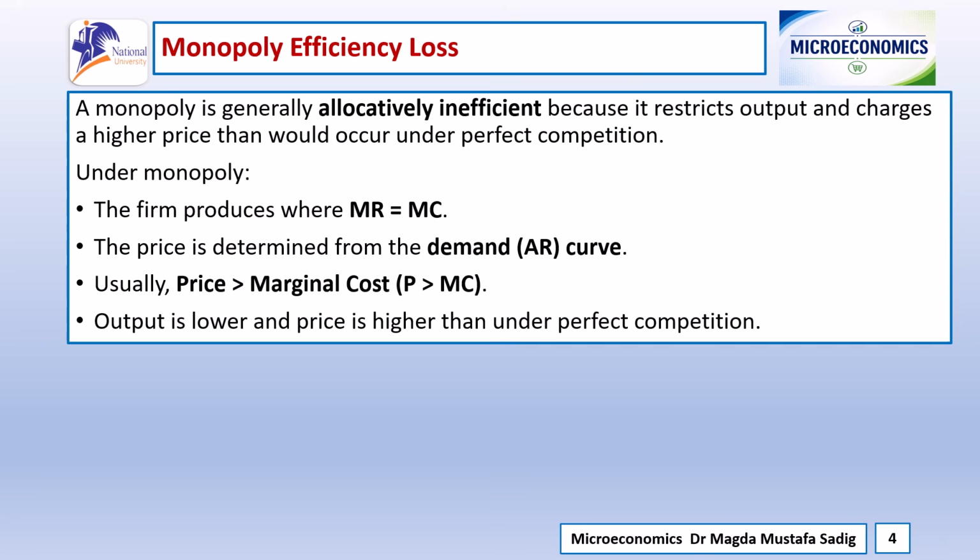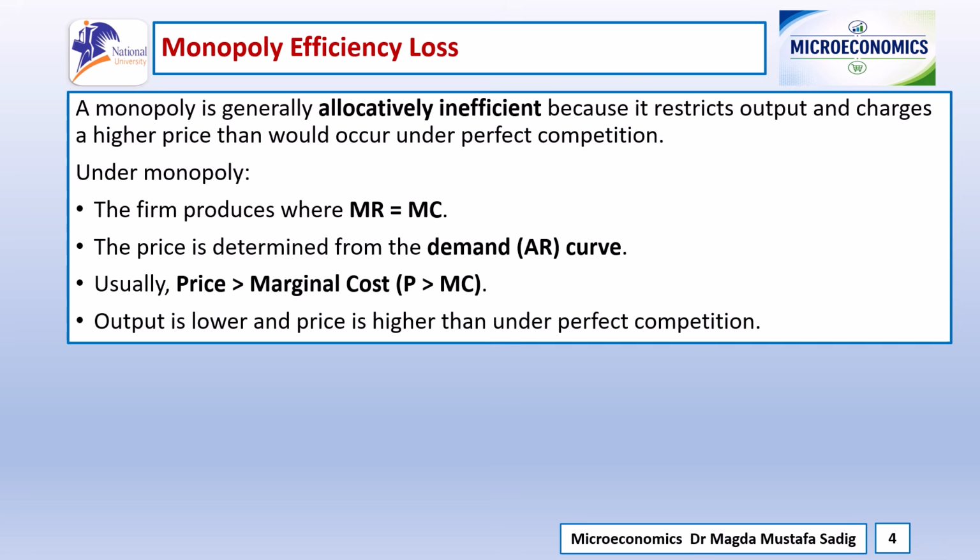Monopoly efficiency loss. Now, dear students, we move to the second major topic of today's lecture, monopoly efficiency loss. This topic is concerned with the consequences of monopoly for the allocation of resources and overall economic welfare. A monopoly is generally described as allocatively inefficient. Why? Because the monopolist restricts output and charges a higher price than would occur under perfect competition.